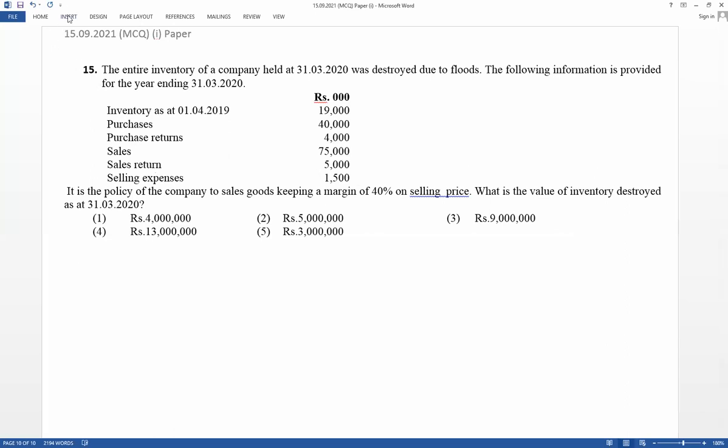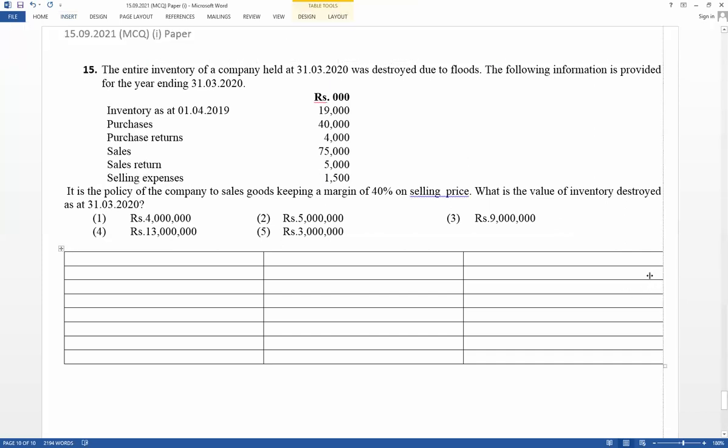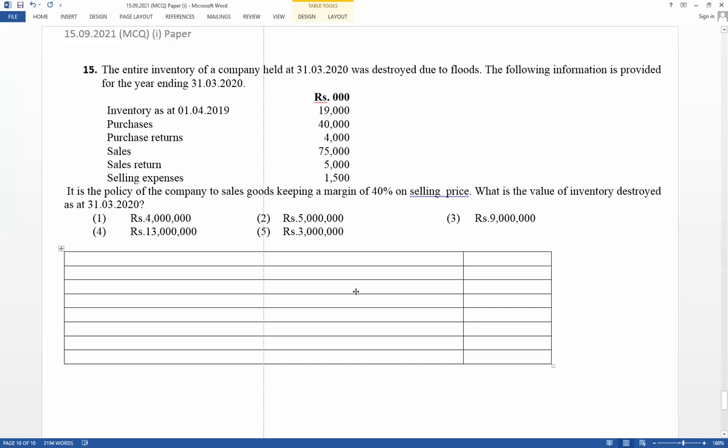Prepare the income statement roughly, sales minus sales return up to gross profit. Think how to calculate gross profit. It has given sales return also. Sales value equal 75,000. Given sales return 5,000. Therefore, correct sales value equal 70,000. Think how to calculate correct sales value.